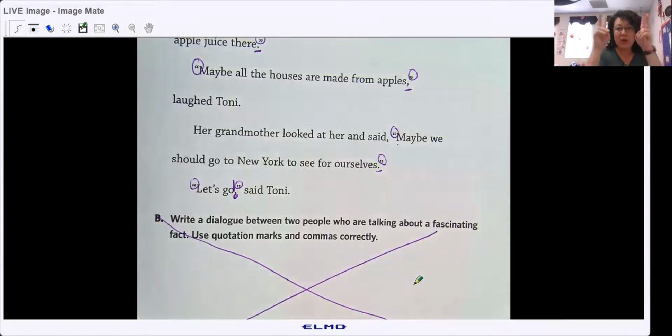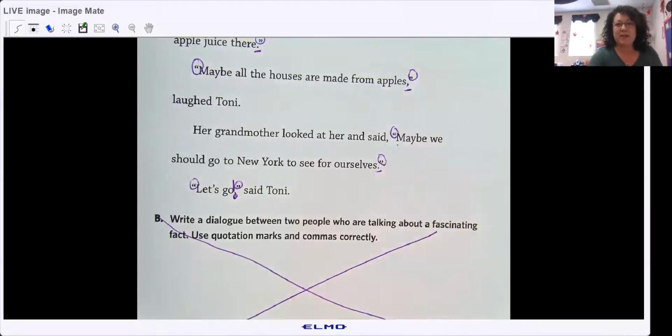All right? Quotation marks around the words that people say. Go find a fiction book. Go find a chapter book and see if you can point out some dialogue. I bet you $1,000,000 you'll be able to find some.